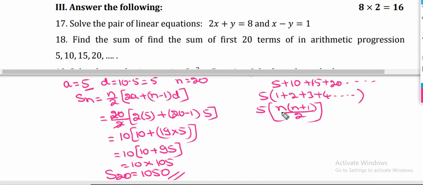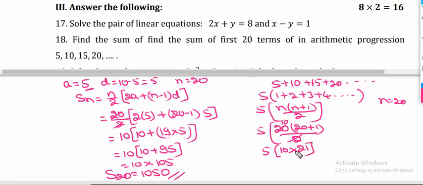Here you get the value of n is equal to 20, we know already. So you have to substitute here: 20 into 20 plus 1 divided by 2. 2 ones are 2, 2 tens are 20. So this becomes 5 into 10 into that becomes 20 plus 1, 21. 21 into 10, so that is equal to 5 into 210, so that also gives you 1050. So there are two methods to solve this one. You have to use any one formula, this one or this one.